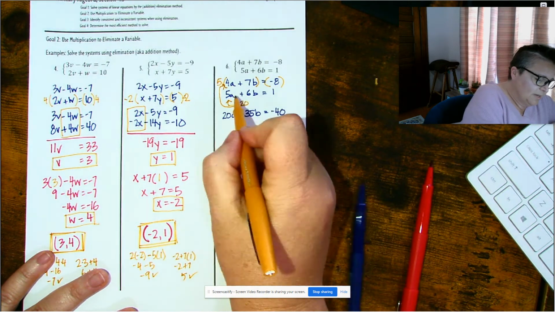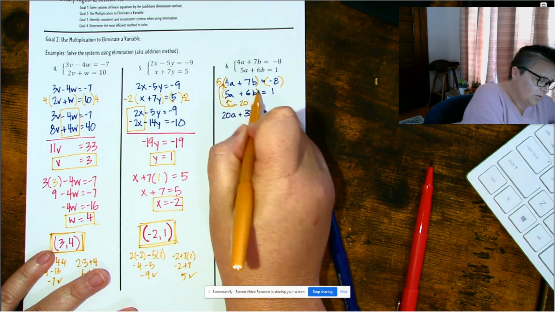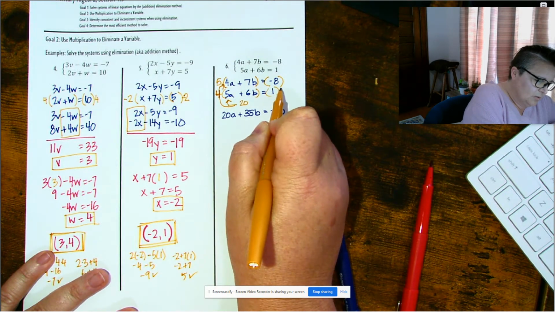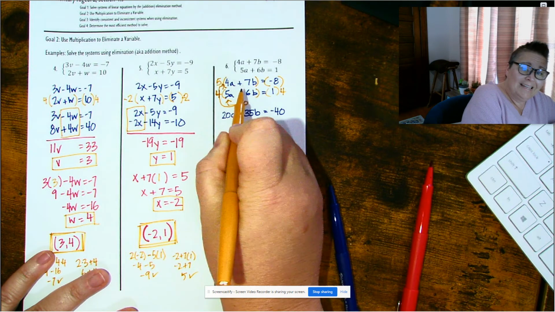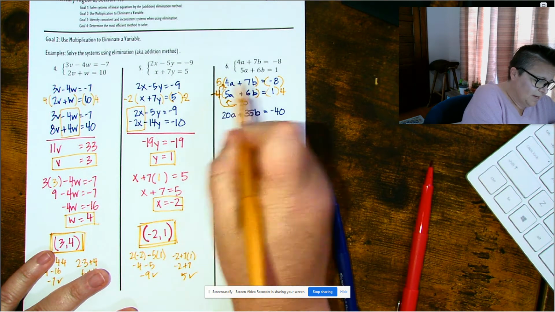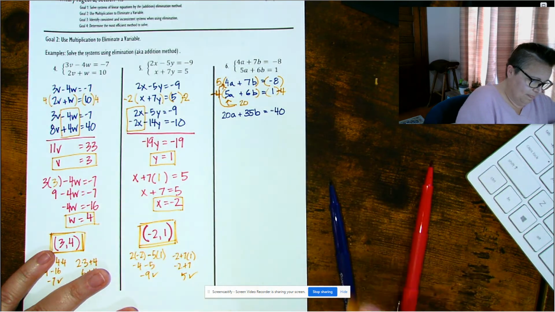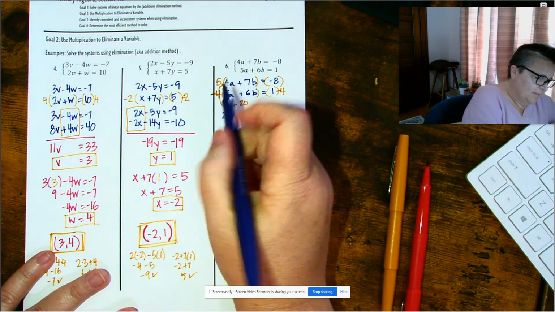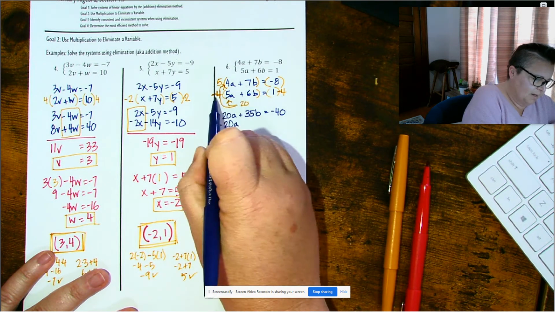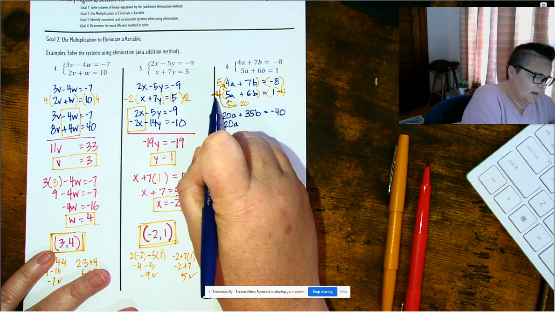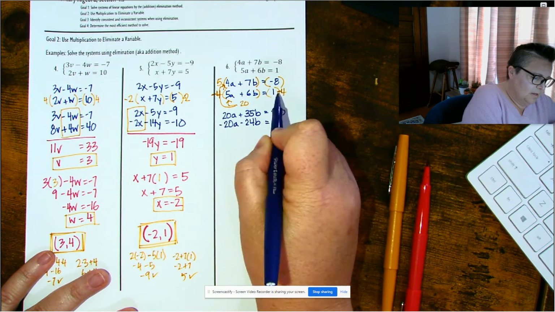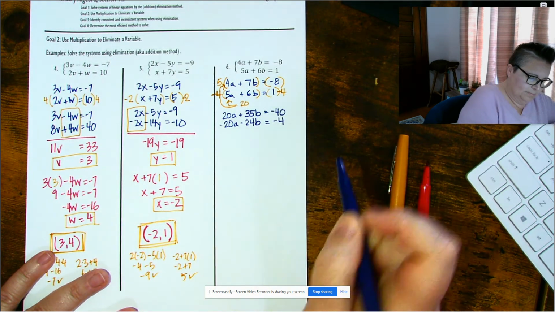And in order to get a 20 on the second equation, I need to multiply by 4. But if I wanted to cancel, 4 times 5 is a positive 20. I need to multiply by a negative 4. Okay, that's going to give me a negative 20a, negative 4 times 5. Negative 4 times 6 is a minus 24b, equal to a minus 4.